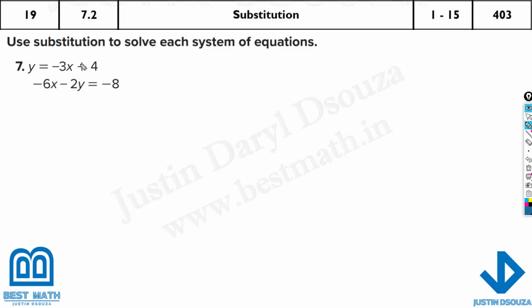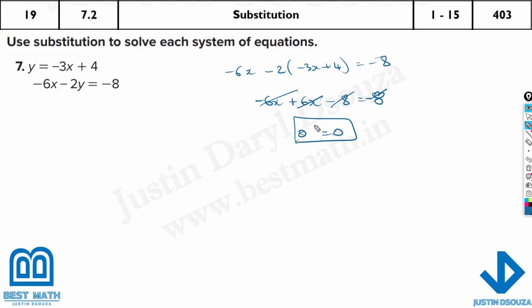Now here this y is already rearranged. I'm directly going to solve it. It's going to be minus 6x minus 2 times minus 3x plus 4. That is equal to minus 8. And over here we have minus 6x minus and minus plus 6x. Minus 8 is equal to minus 8. Now let's take this minus 8 to the other side. Over here, minus 6x, see, this cancels off, and even this will cancel off. If you take it over there, it will be plus 8, and this cancels off. So you have 0 equals 0.